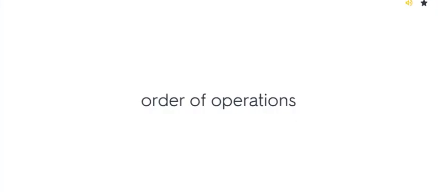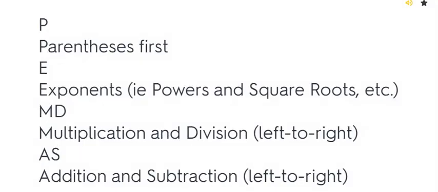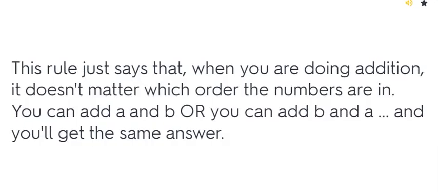Order of operations: P parentheses first, E exponents, MD multiplication and division, AS addition and subtraction. Commutative property: this rule just says that when you are doing addition, it doesn't matter which order the numbers are in. You can add A and B or you can add B and A, and you'll get the same answer.